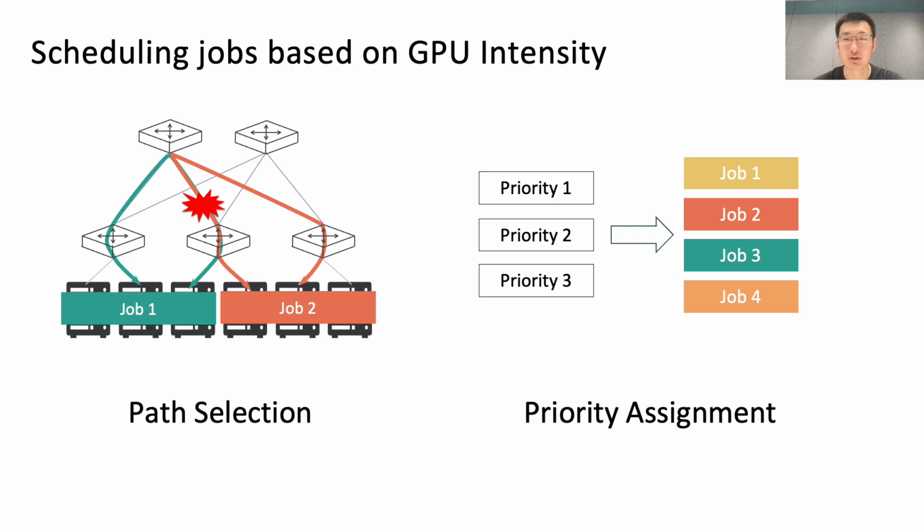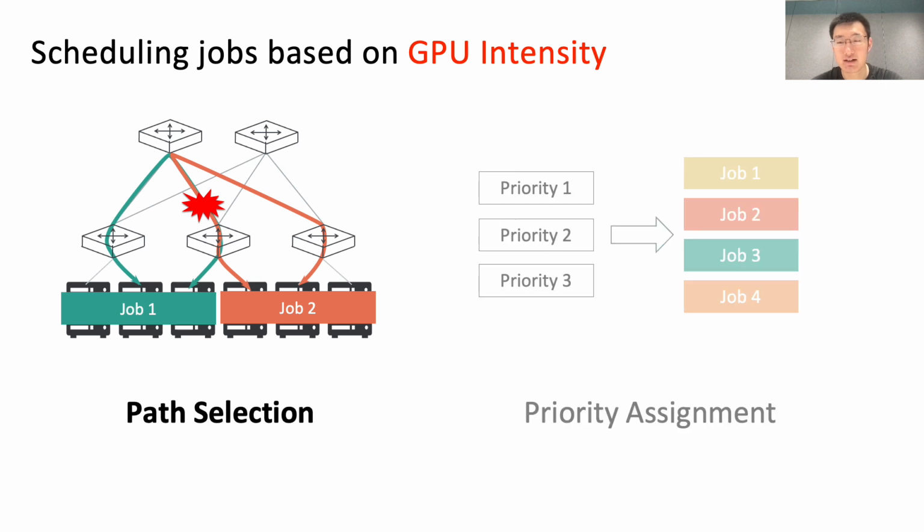In production GPU clusters, communication scheduling is usually achieved by path selection and priority assignment. Next, I'll introduce challenges and our solutions to prioritize GPU-intensive jobs by path selection and priority assignment.